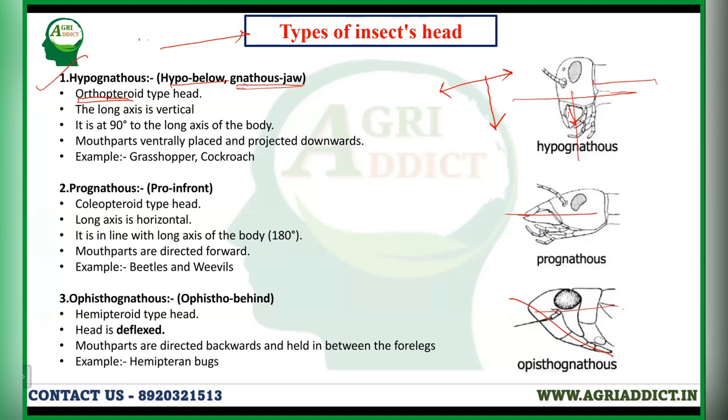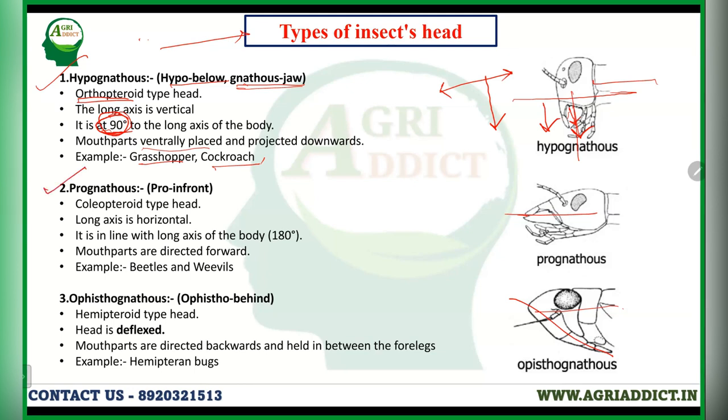Let's start. So the hypognathous type of head is the orthopteroid head, and its long axis is vertical. Okay, and it is 90 degrees to the long axis of the body. It is the main point. It is 90 degrees to the long axis of the body. Just remember this. And the mouth part is ventrally placed and projected downward. You can see in this photo, the mouth part is ventrally placed and it is projected downward. Okay. And examples are grasshopper, cockroach, locust, crickets and other orthopteroid insects.